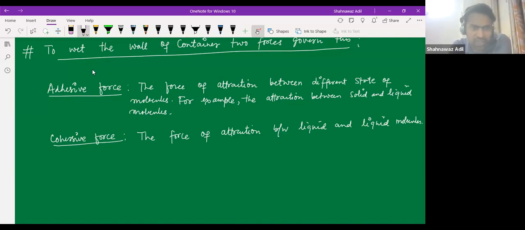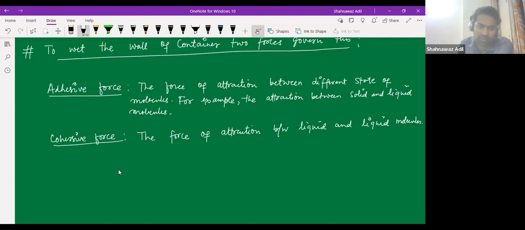Okay, so how do these forces decide if the material will wet the wall or not? If I have a larger adhesive force, will this wet the wall of the container or not? Think about this and tell me.